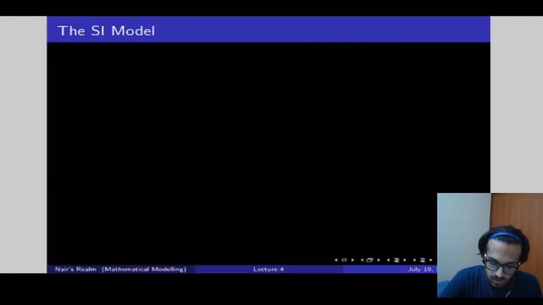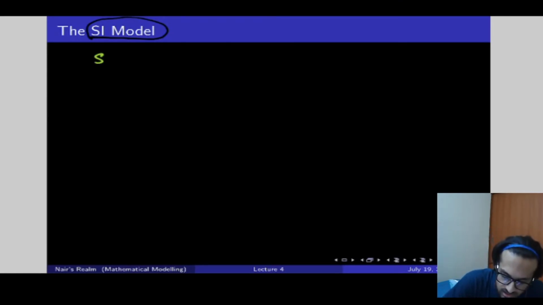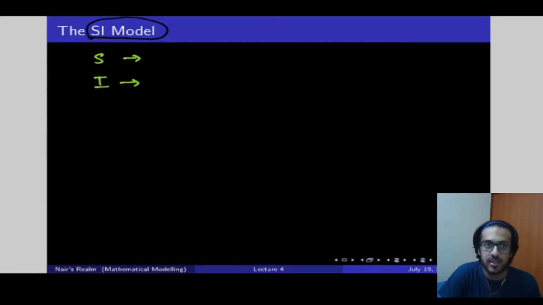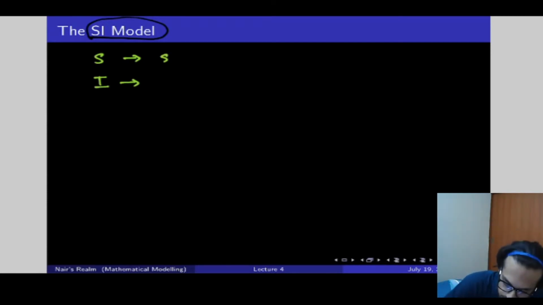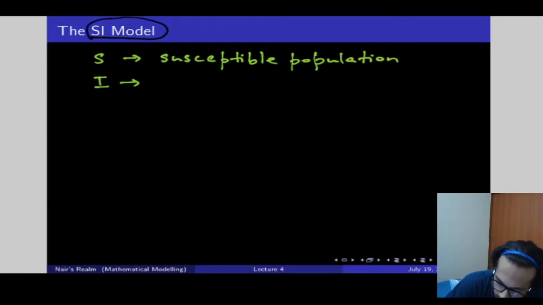One of the most popular disease dynamics models is the SI model, right? The SI model actually consists of two things, S and I. I'm just going to tell you what these are called, and then I'll explain a bit about disease dynamics and why we need mathematical models for them. I'll be using these two terms, which is why I'm giving you an idea first. S is called the susceptible population and I is called the infected population.